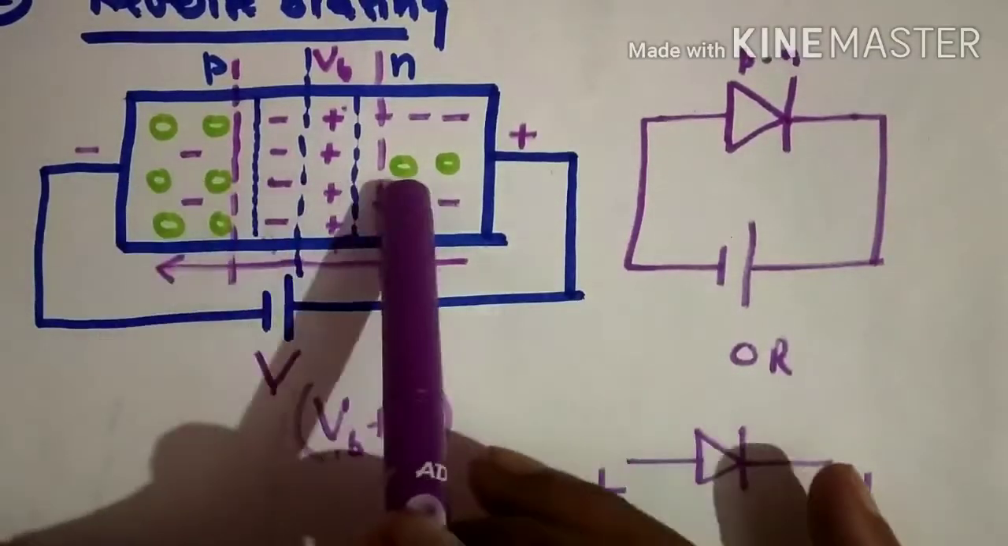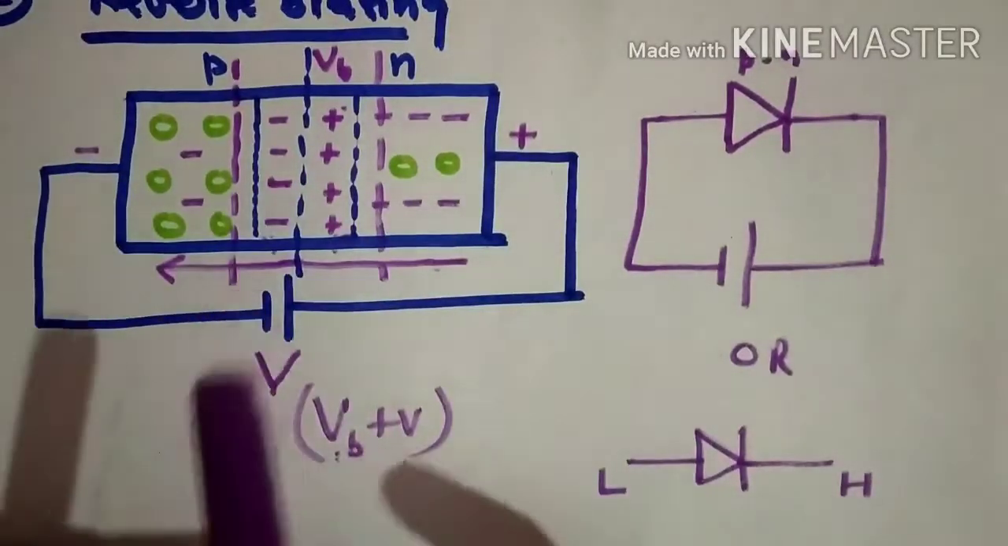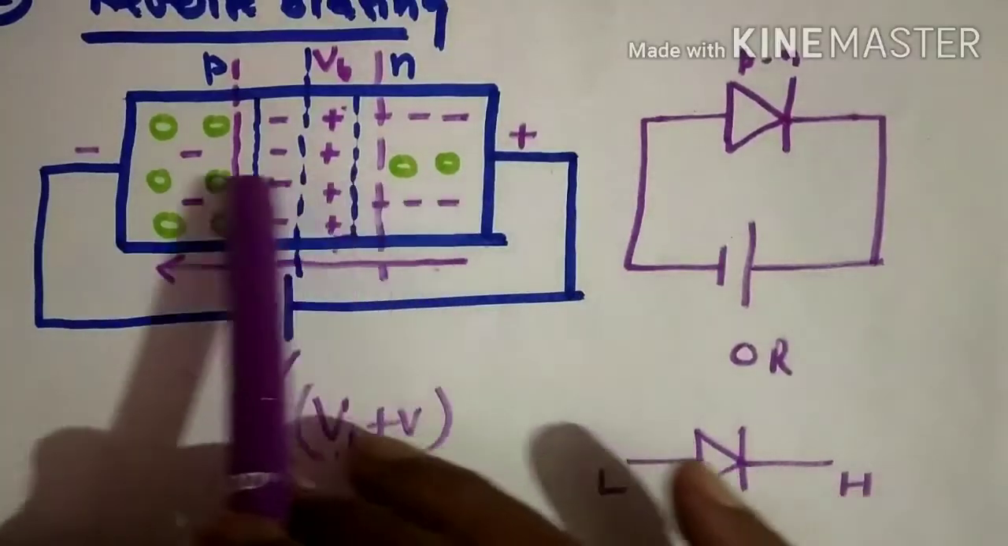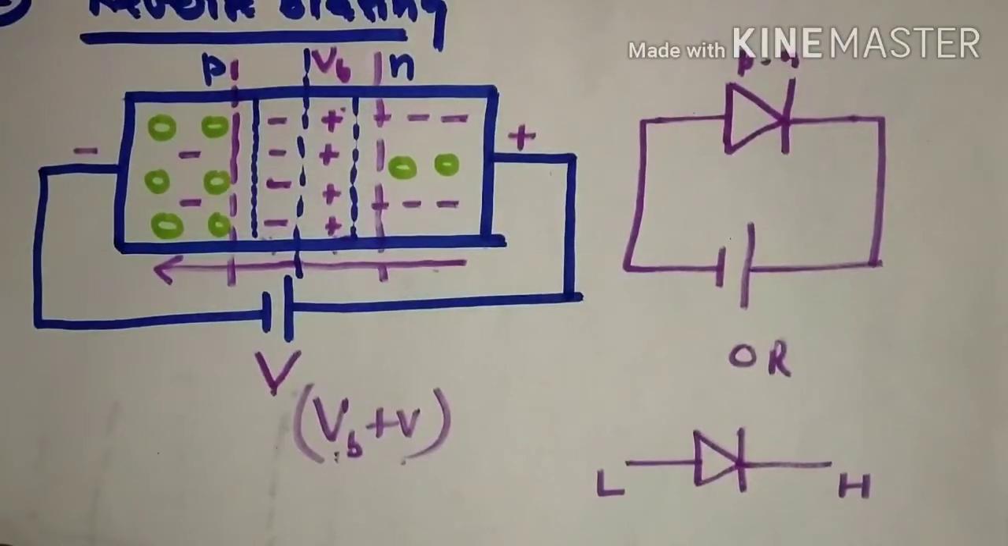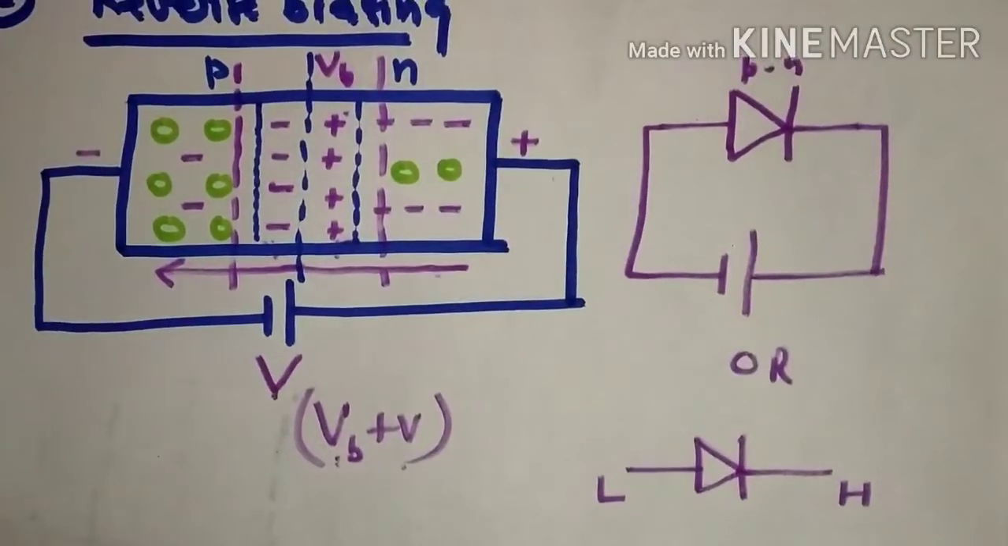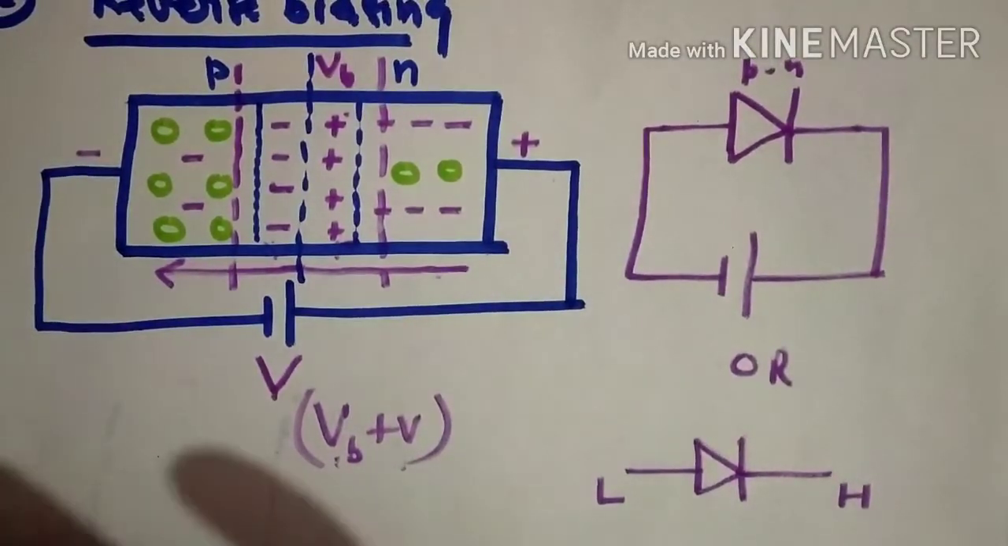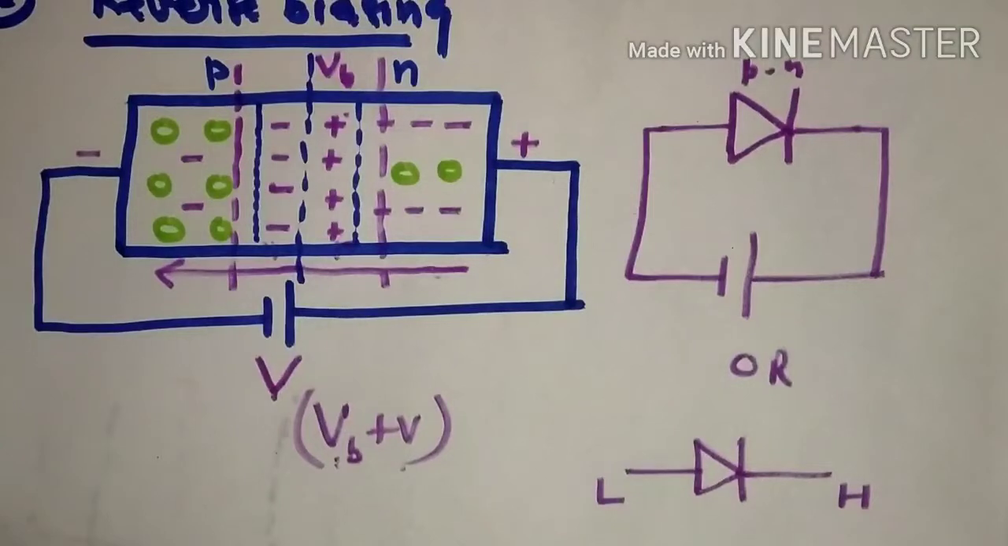And due to the increase in the minority current carriers, the current increases suddenly at the breakdown voltage. That breakdown voltage, where the current increases suddenly in reverse biasing, is known as Zener breakdown voltage. And that breakdown is known as Zener breakdown.